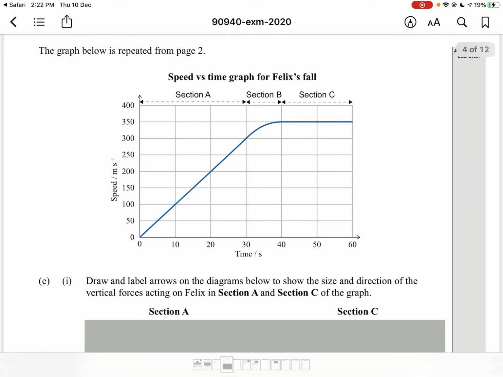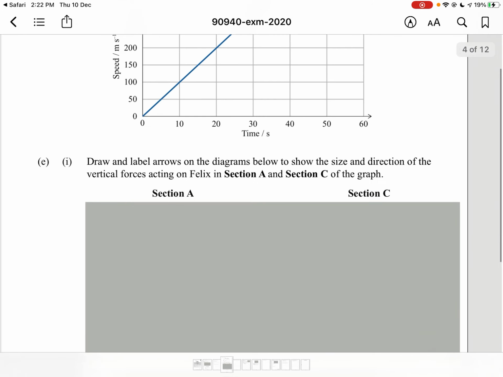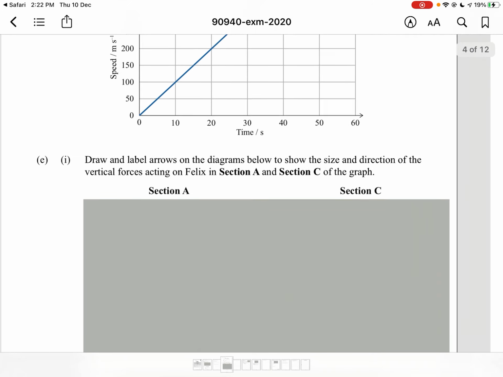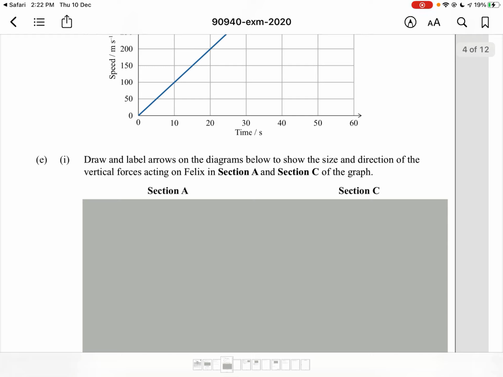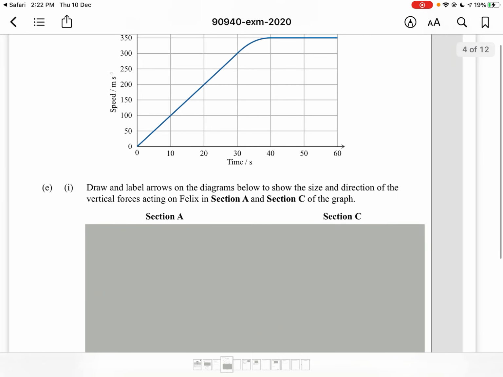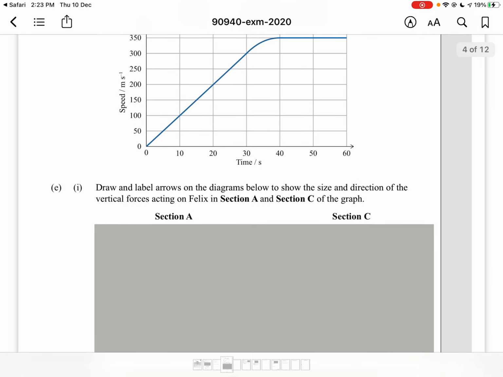Question E, the graph is repeated from page 2. Draw and label the arrows on the diagram below to show the size and the direction of the vertical forces acting on Felix in section A and section C of the graph. When we first look at section A, we calculated that the acceleration of Felix was 10 meters per second squared downwards. That is the acceleration of gravity towards the Earth, and therefore the acceleration of Felix is the same.